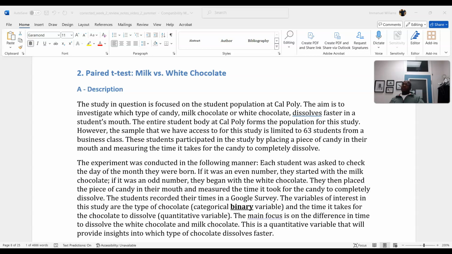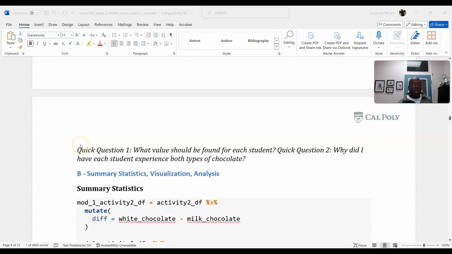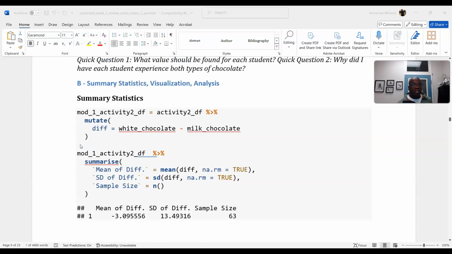So this is a tad bit different from the number of letters memorized, in that each person, each observational unit, is experiencing both milk chocolate and white chocolate. Okay, so there's a confounding variable, or not, there is a person to person, my apologies, a person to person characteristic that we need to account for, and the way we go about accounting for this is having them experience both chocolates.